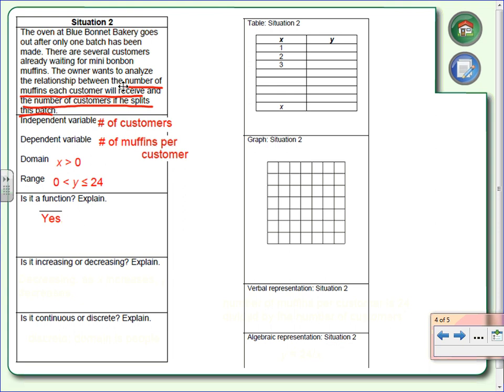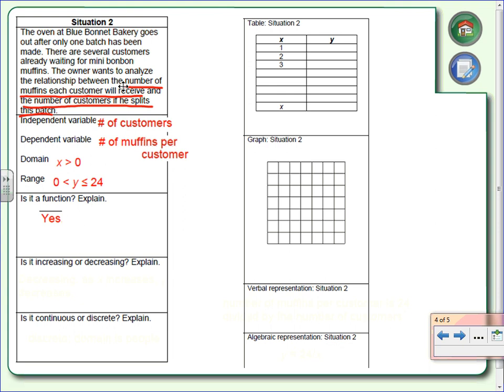If I had 2 customers, is it possible for each one of them to get 24? Oh, no, of course not. So they have a different y value. Depending on how many customers they have, they'll have a specific and unique y value.